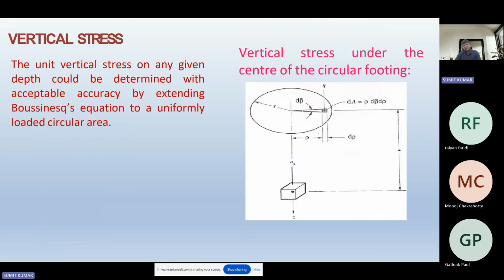Yes. Now we are moving to some other things related to vertical stress. As I have mentioned very early in this class, we can also calculate the vertical stress for line load and circular cross sections. So over here, vertical stress under the center of the circular footing is mentioned. It is worth mentioning that the unit vertical stress at any given depth could be determined with acceptable accuracy by extending the Boussinesq equations to the uniformly loaded circular area.